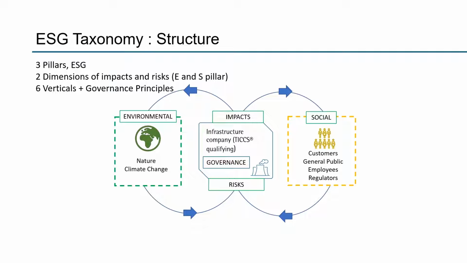Within these dimensions, we have verticals that identify the actor on which the company has an impact on or faces a risk from. These verticals are also called superclasses of the ESG taxonomy. Within the environmental pillar, the verticals are nature and climate change, while within the social pillar, the verticals are customers, general public, employees, and regulators. The structure is different for the governance pillar since a company cannot impact or face a risk from itself. The governance pillar instead defines a set of principles that infrastructure companies can follow to enable effective management.